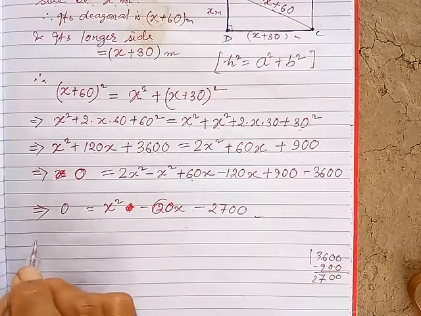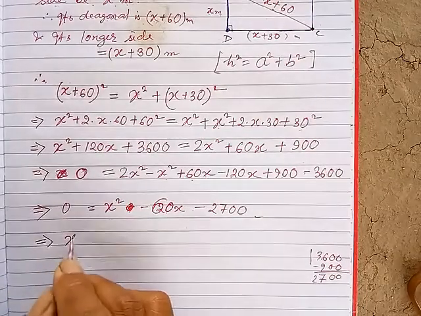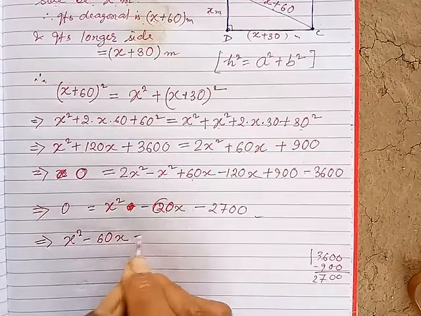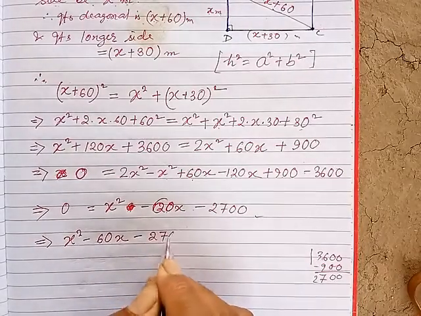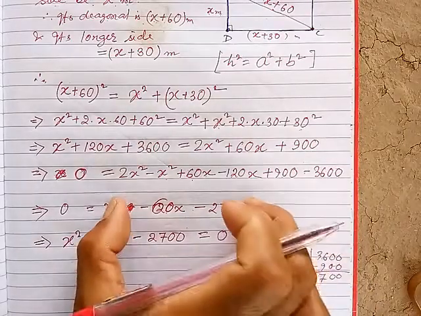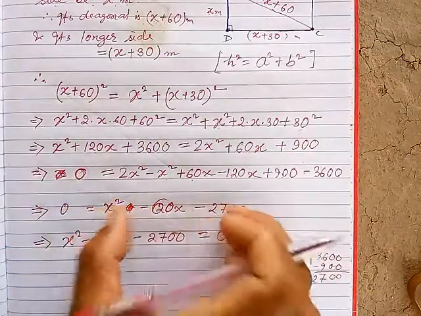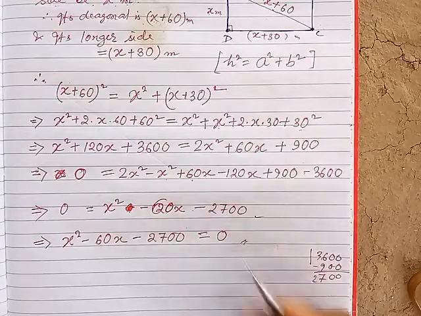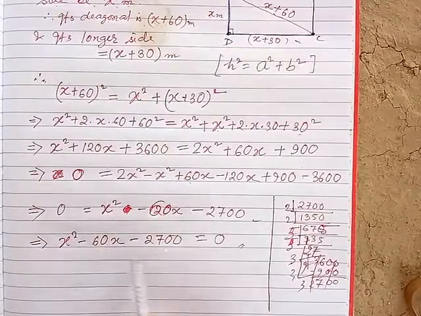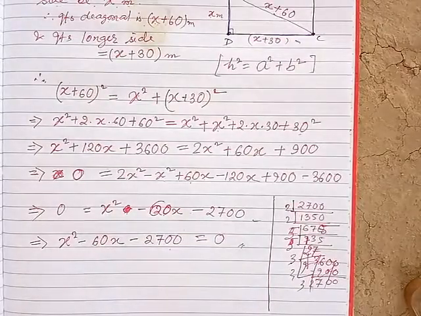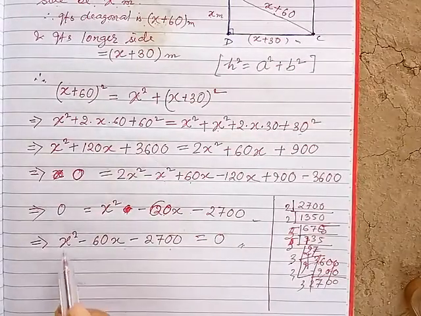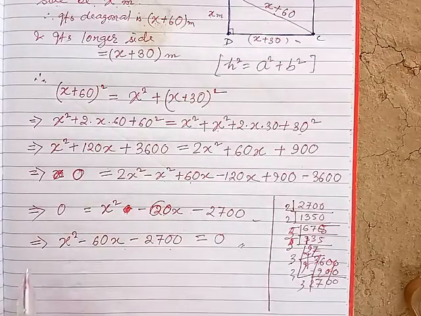Okay, it can be written like this also: x square minus 60x minus 2700 equal to 0. Everything equal to 0, or this equal to 0, they are the same thing. So it is completely in the form of a quadratic equation. Now let us solve it, that is, find the x value to get our answer.